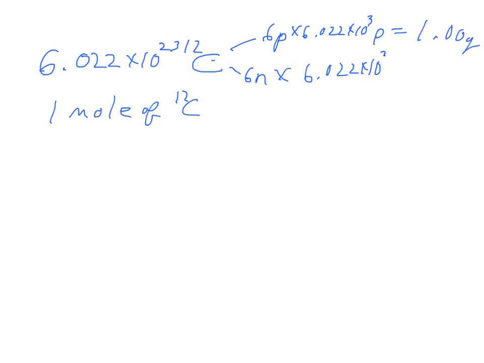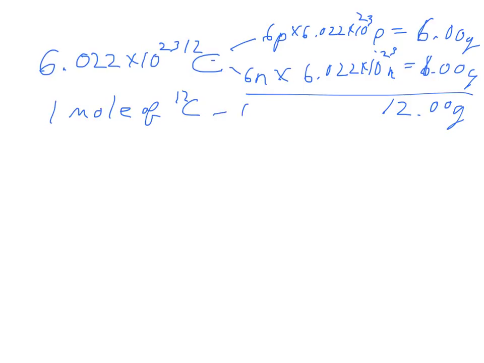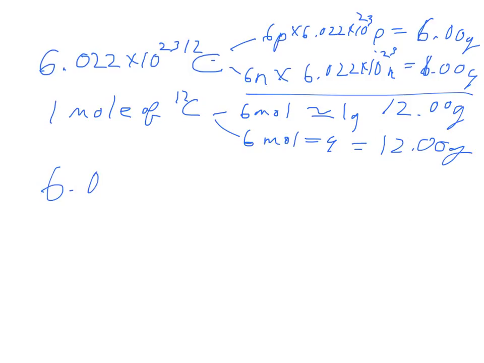And whenever we have 6.022 times 10 to the 23rd neutrons, we have approximately 1 gram. So we have 6 grams of protons and 6 grams of neutrons, or 12 grams of carbon atoms. If I have 1 mole of carbon, then I have 6 moles of protons, 6 moles of neutrons, each 1 gram, or 12 grams.